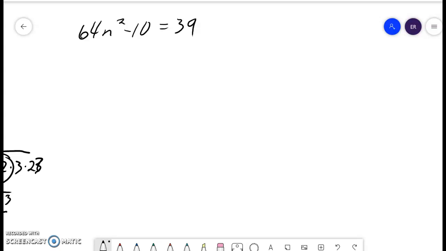All right, this one said to solve it by square root method, so we don't have to set it equal to 0. We're going to try to get the squared term by itself. So we multiplied it by 64 and subtracted 10. Add 10 to both sides, or just move it over and change the sign.